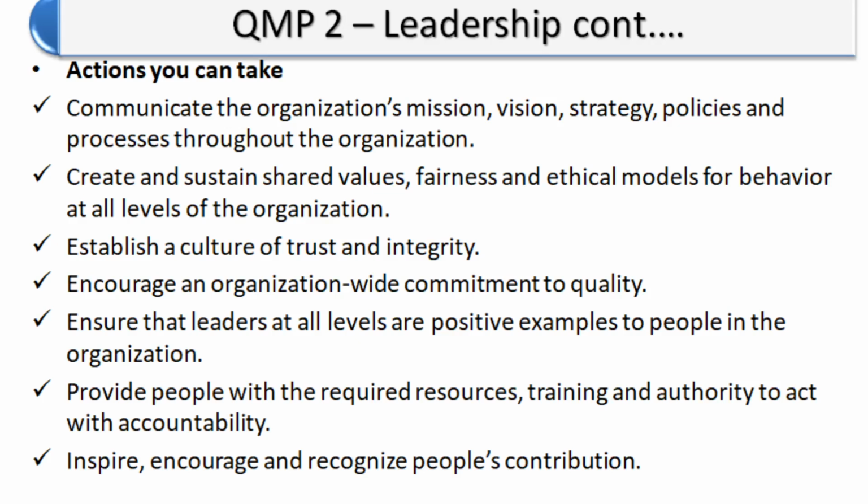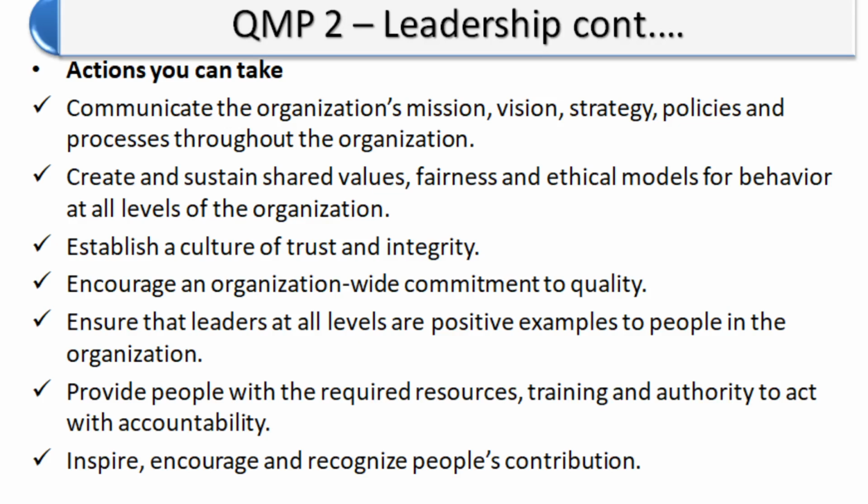Fourth, you have to encourage an organization-wide commitment to quality. The people working under you, as you are their leader, should follow your commitment, and they should commit to your objectives. That is your quality objective. Next, ensure that all the leaders at all levels are positive examples to the people in the organization, because they are looking to you. They are facing each and every problem, and they will find the solutions by looking at you, because you have given them a quality objective.